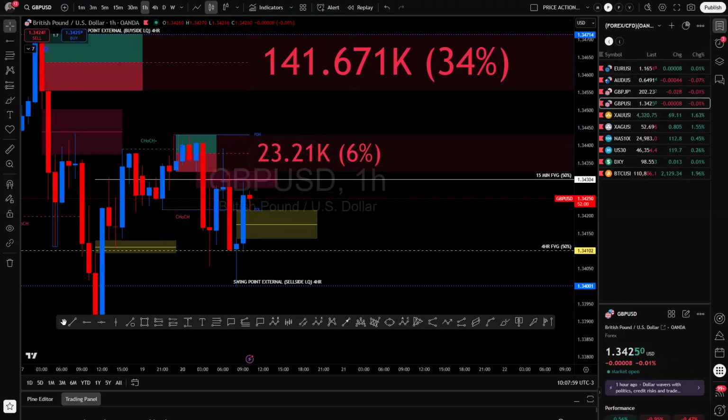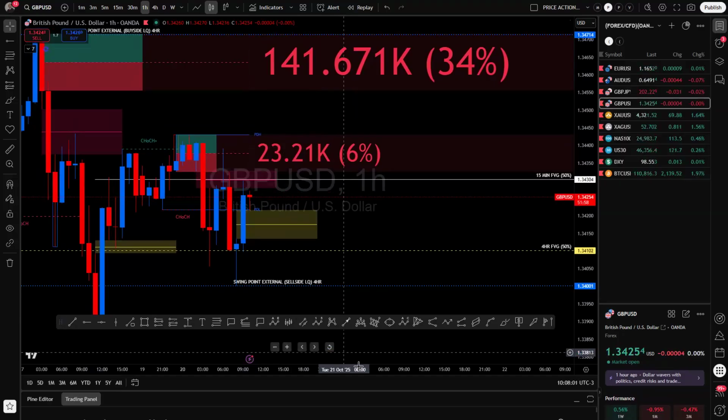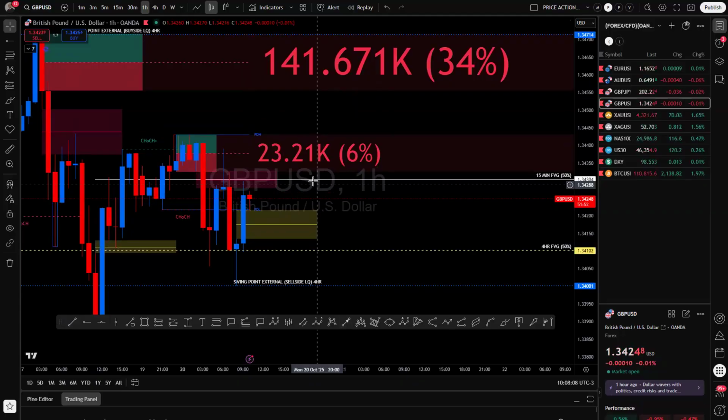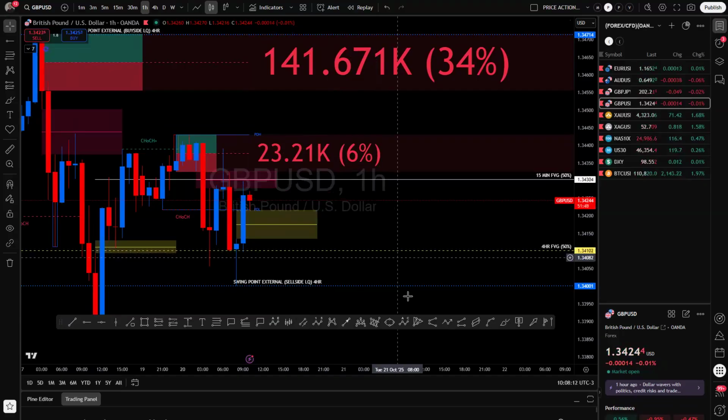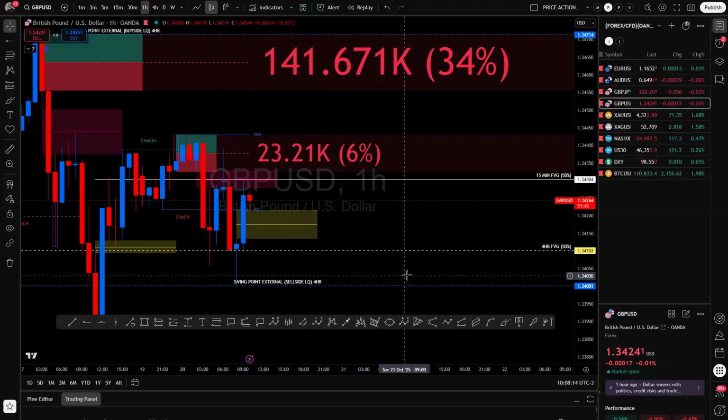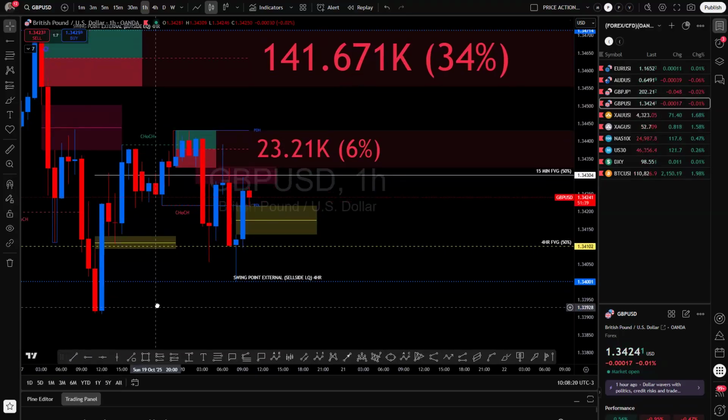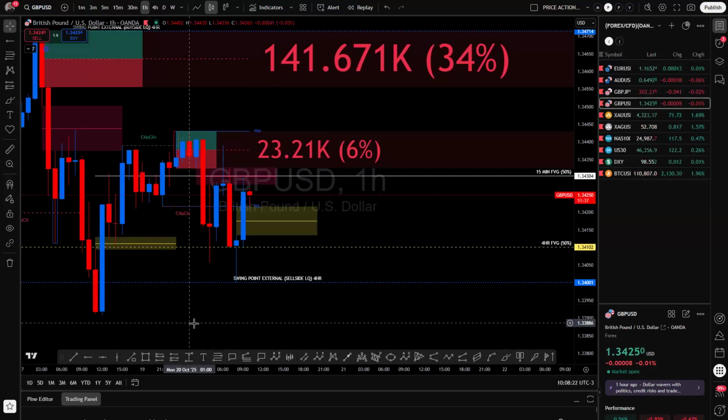So what I'm going to do is wait until 10:15. Typically, 10 o'clock is when this placement starts, but I'm going to wait until 10:15. So it's about an hour away. We're going to wait for an hour to see what price is deciding to do.